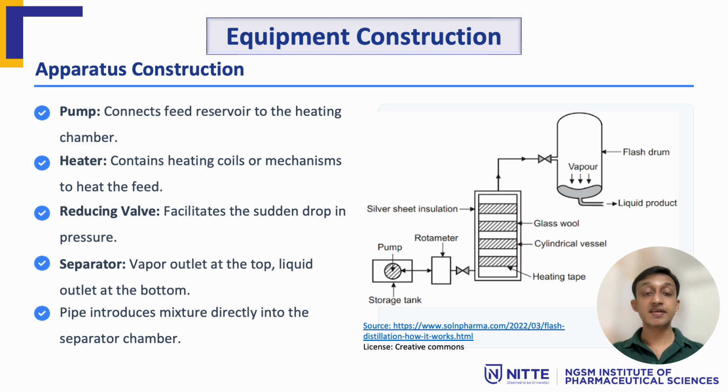The flash distillation setup consists of the following key components: a pump which transfers the feed from the reservoir, a heater which raises the temperature of the liquid mixture, a reducing valve which creates the sudden pressure drop, and a separator chamber in which phase separation occurs. The separator is designed such that vapor exits from the top outlet and liquid is collected from the bottom outlet. The feed is introduced directly into this chamber.